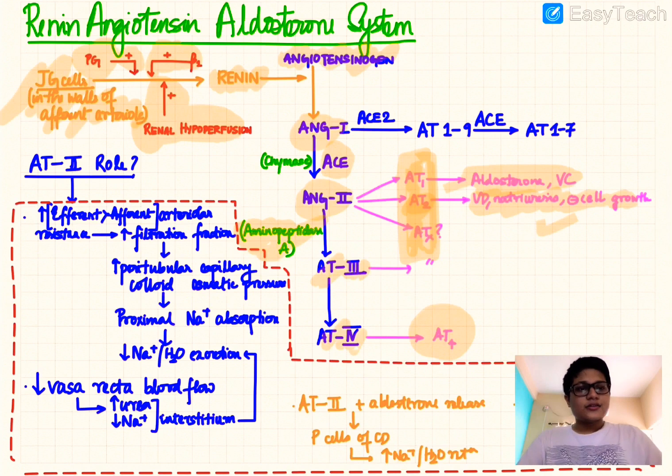Okay, so let's come back to angiotensin 2. Before that, angiotensin 1 is also acted upon by another enzyme called angiotensin converting enzyme type 2 to form angiotensin 1-9. Now angiotensin 1-9 can also be converted by angiotensin converting enzyme to angiotensin 1-7. Okay. Now angiotensin 1 can also be converted to angiotensin 2 by a minor pathway which is known as kinase.